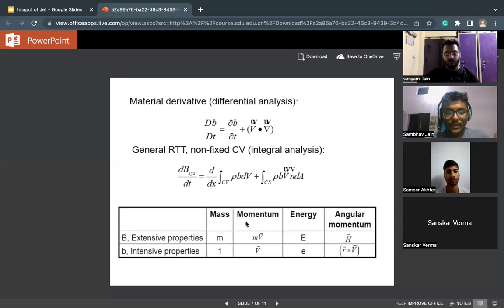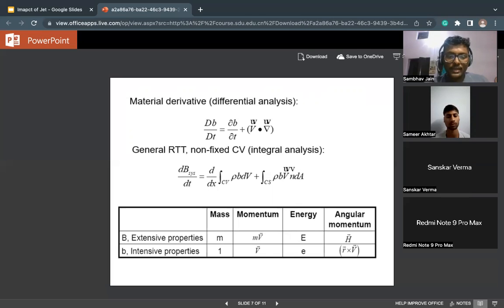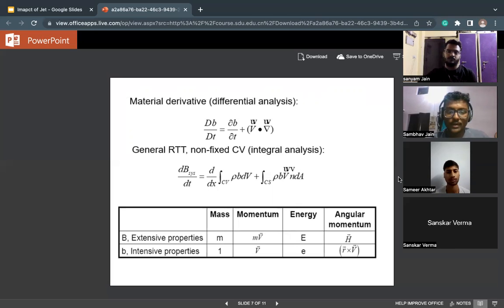Here in this table, what is an extensive property? Extensive properties are those which depend upon the amount, and intensive properties are those which do not depend on the amount of the sample. If we take mass as the extensive property, then the intensive property in the equation is 1. And if we take momentum as the extensive property, then the intensive property is velocity, similarly for energy and angular momentum as mentioned over here.